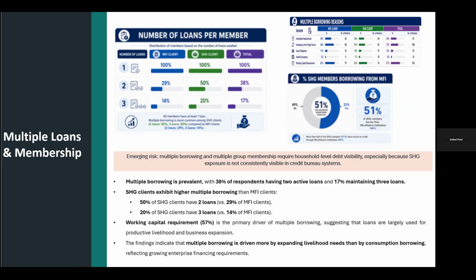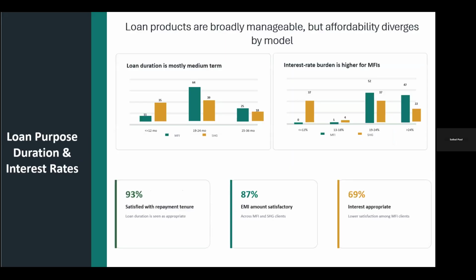Now what happens, you have to do like you have done over here, 51% SHG members borrowing from MFI. The same kind of thing you have to do for MFIs, right? We have the data. Data is there. I'll do the same. Then we will see the percentage of SHG and MFI, and MFI and SHG. Can be done. No, not an issue. Okay.